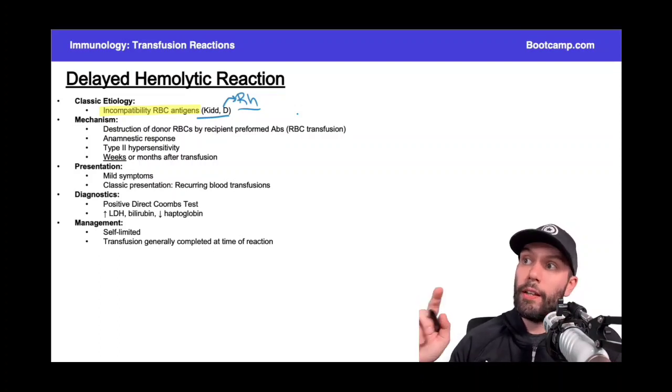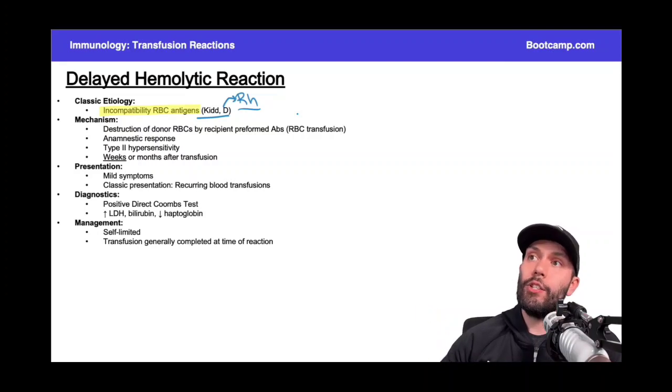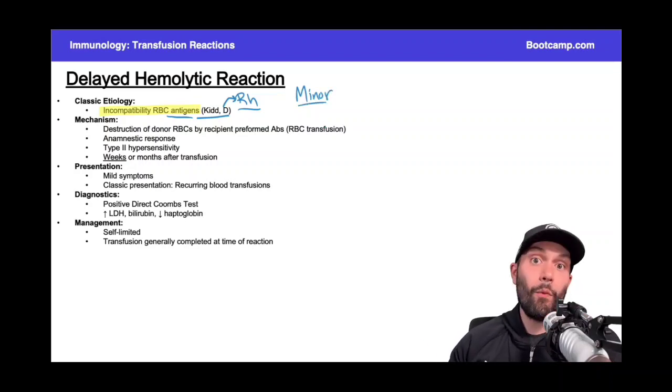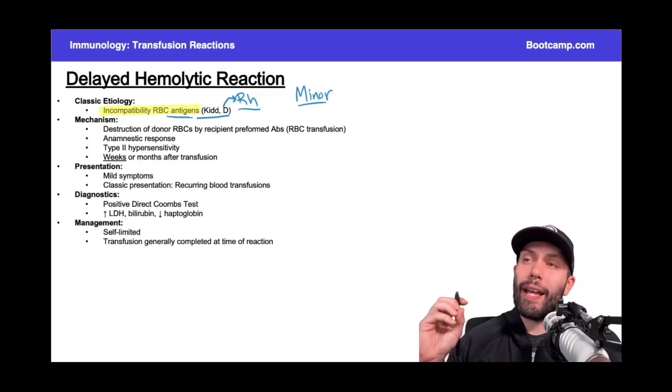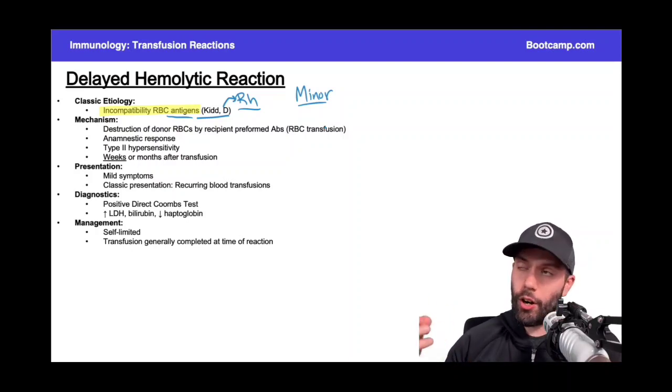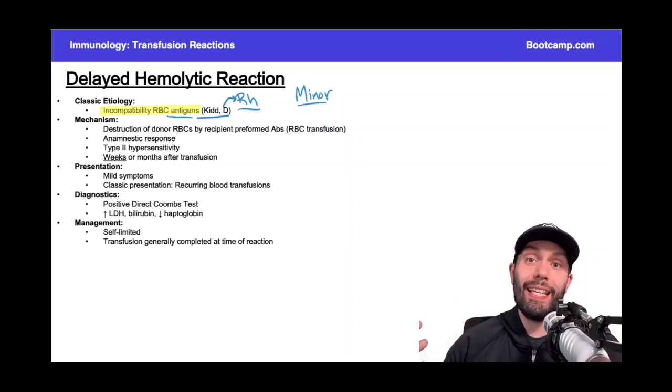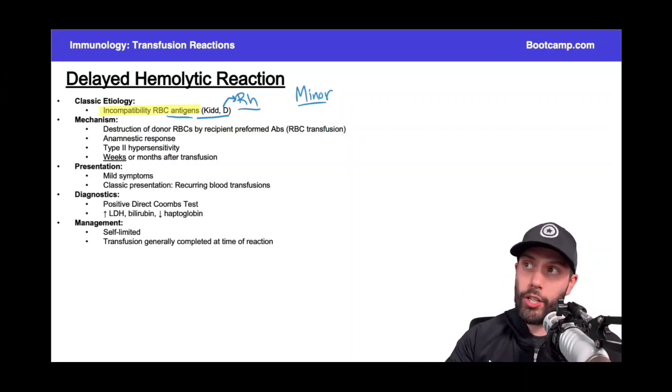Now, in these situations, when you think about these antigens, like I said, you think about them as being more of a minor antigen. You don't think about them in the same way as the ones that we talked about. And so when I think about minor antigens, I'm thinking that it's going to take a lot more exposure to get a strong reaction, because the antigens are minor. Okay, so that's the way that I'm thinking about delayed hemolytic reactions, when I think about board questions with delayed hemolytic reactions.